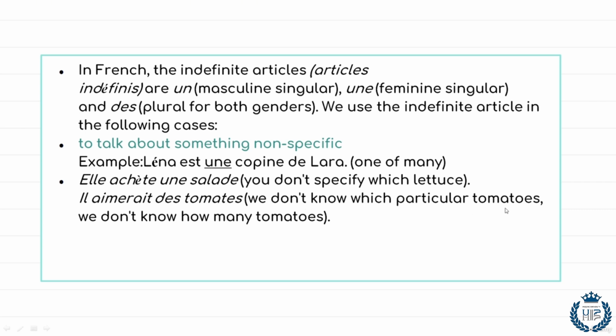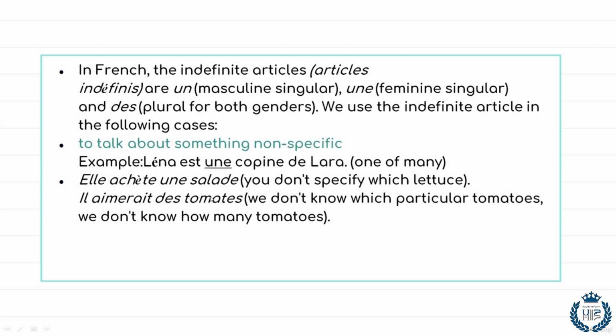Une copine. Elle achète une salade. So, when we're saying that, we don't really specify which lettuce. We don't really know anything about the salad because it's not specified. That's why we use the indefinite article. Salade is a feminine noun. That's why we use une, feminine singular.